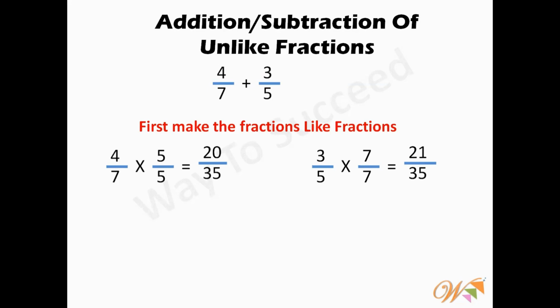Now when these are like fractions, I can add them. So 20 by 35 plus 21 by 35. 35 I'll take common and in the numerator I'll get 20 plus 21, which is 41. So my answer is 41 by 35. In the same way you will subtract.